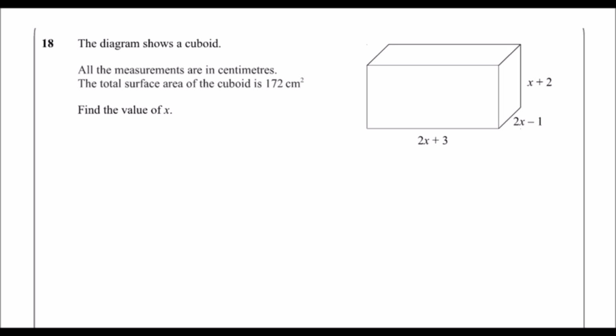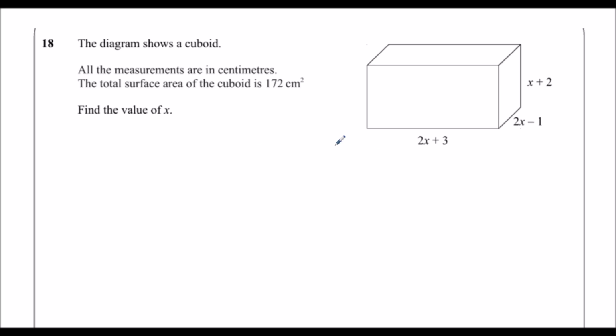Question 18. The diagram shows a cuboid. All the measurements are in centimeters. The total surface area of the cuboid is 172 centimeters squared. Find the value of x. So we've got all the lengths given to us as algebra, as expressions, and we need to write an equation for the surface area.